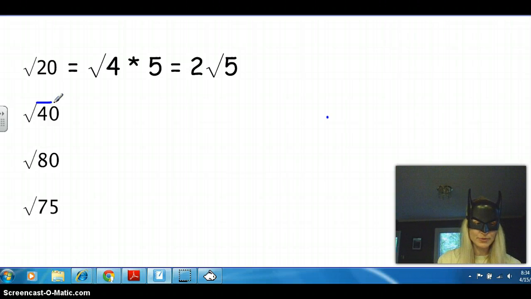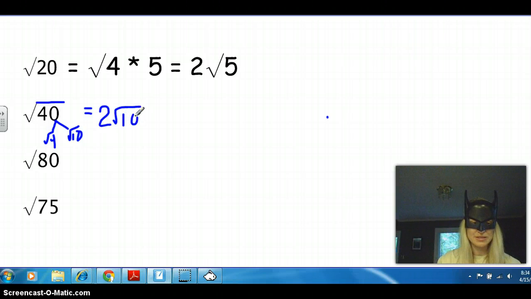However, we can simplify it. And by simplifying it, we think, what perfect squares can we multiply to get 40? I can do the square root of 4 times the square root of 10. The square root of 4 times the square root of 10 is the square root of 40. However, 4 is a perfect square. 10 is not. So to simplify this, we know the square root of 4 is 2. So I got the whole number 2. And then the 10 stays the square root of 10 because that can't simplify into perfect squares.